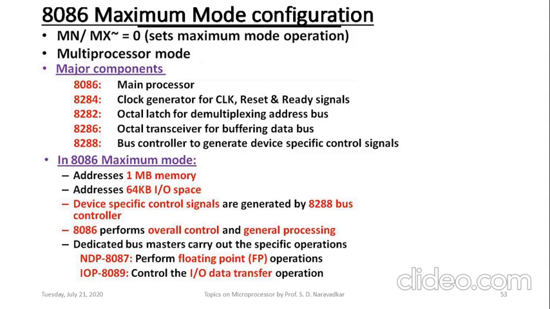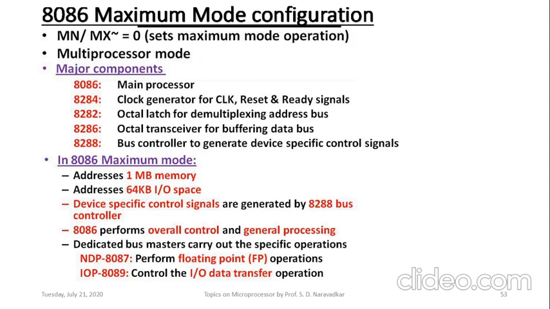NDP, numeric data processor 8087, which performs floating point operation. IOP 8089, it controls IO data transfer operation. So these are the dedicated auxiliary processors, bus masters.